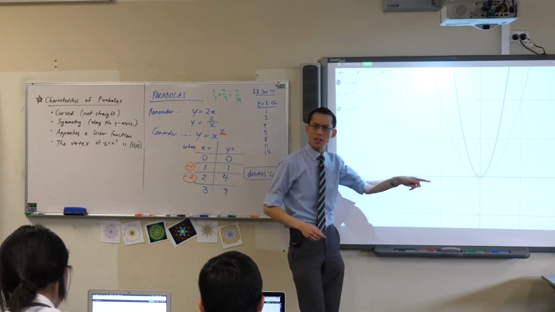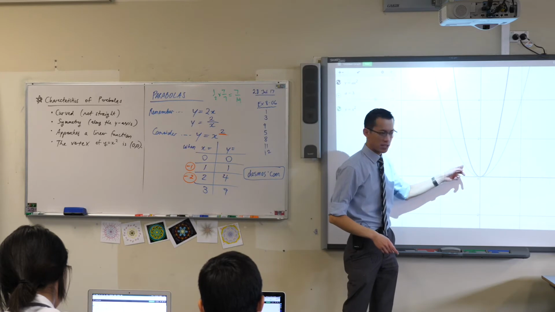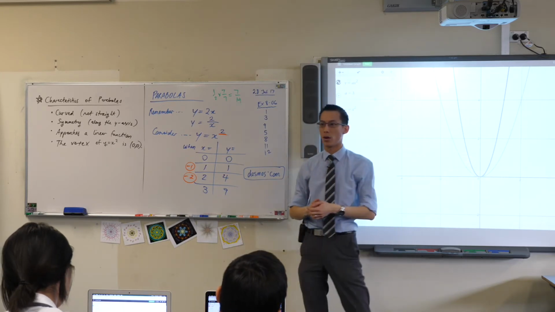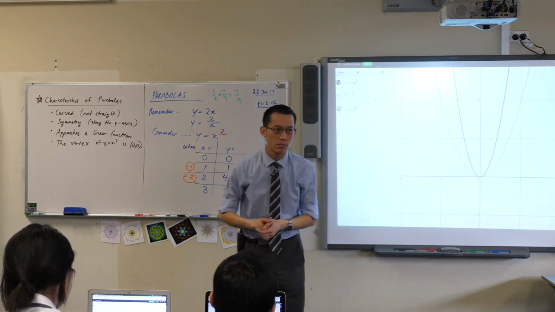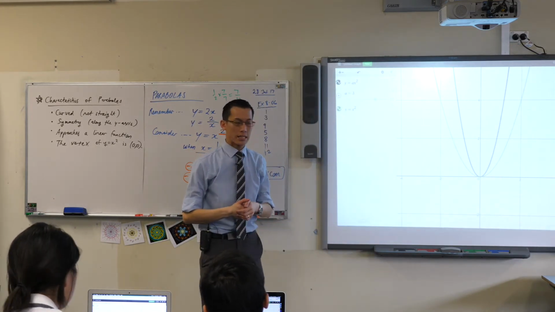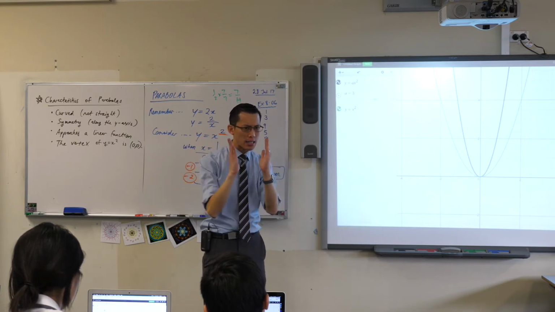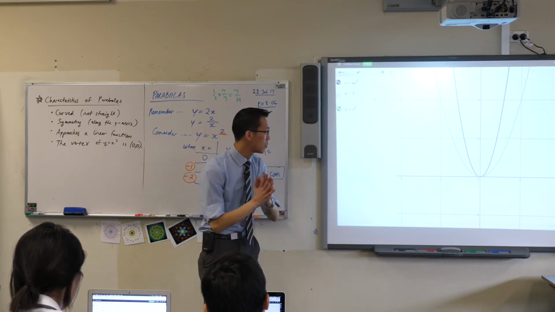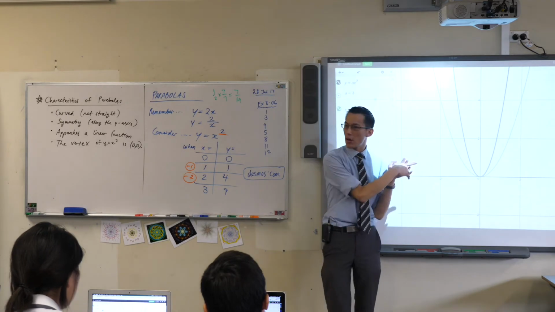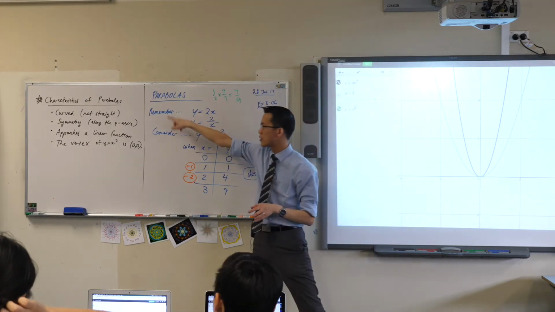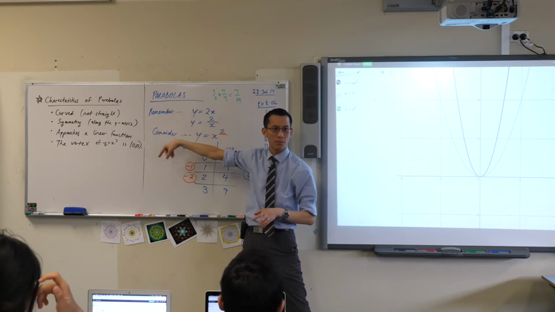How would you describe the difference between y equals x squared, which is my green one, and y equals 3x squared, which is my black one? What's different? It looks like it's kind of narrower. It's narrower, okay? But most of the things are still the same, aren't they? Have a look at this list that we wrote down. How many of these things are still the same?